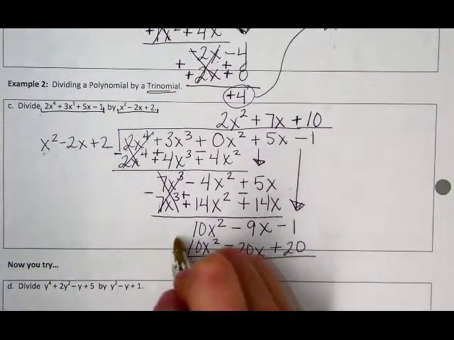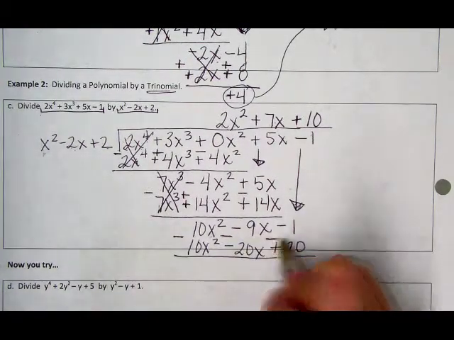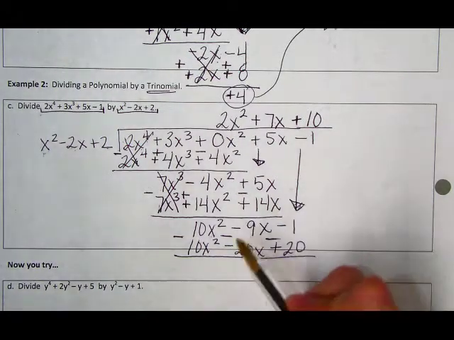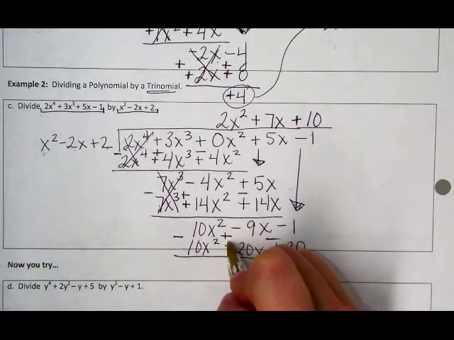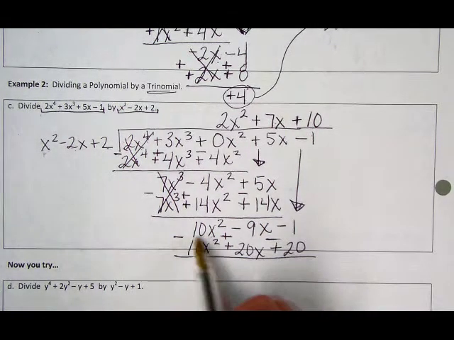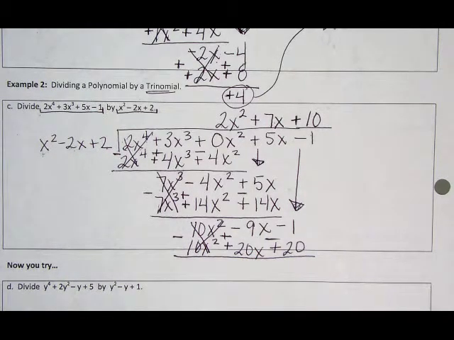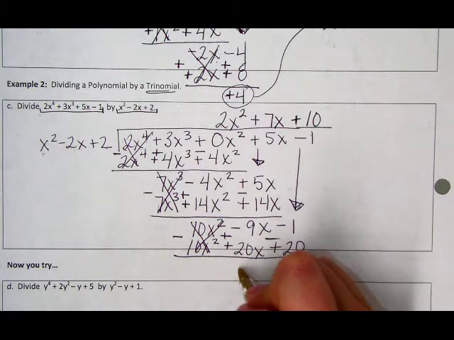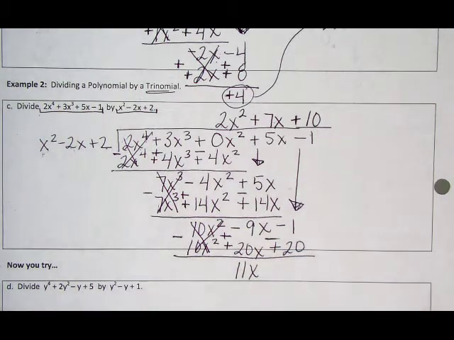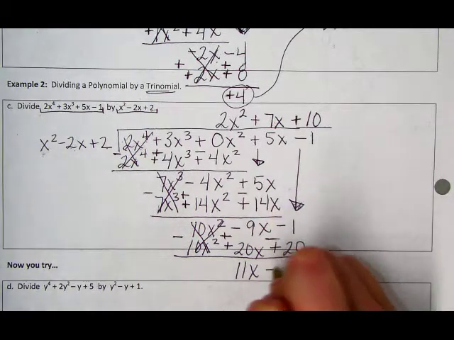One last time, I'm going to go through and subtract all of my terms. Wherever I have a double negative, I can change that to a positive. 10x squared minus 10x squared cancels out like I wanted. Negative 9x plus 20x gives me a positive 11x. And negative 1 minus 20 gives me a negative 21.